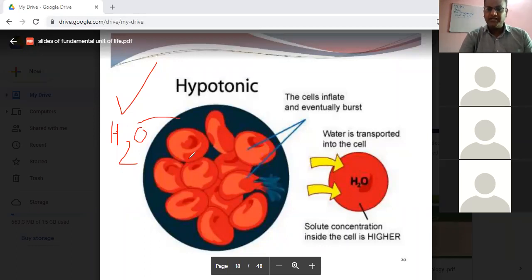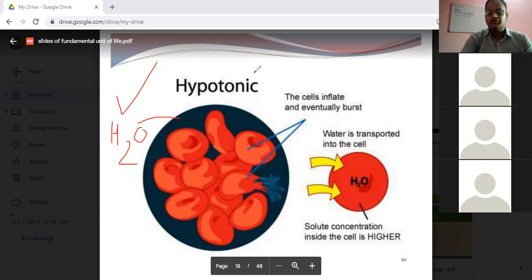Now, when water moves from the external medium into the cell, the cell will swell up. So this type of solution, where the external medium has a higher water concentration and the water moves inside the cell, is called a hypotonic solution. Is it clear to all?